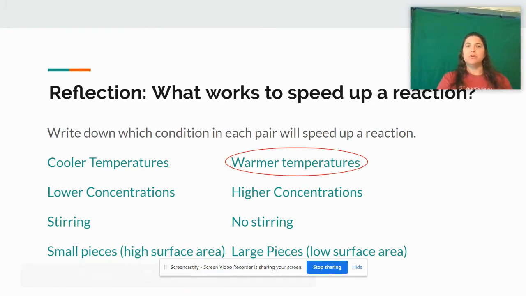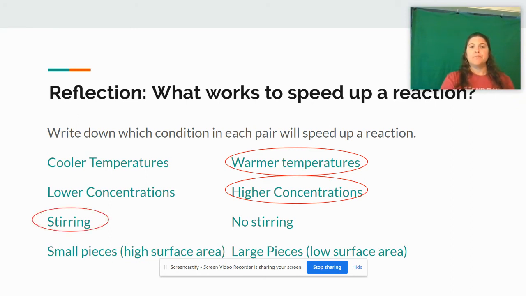Okay, between warmer and cooler temperatures, warmer temperatures means more kinetic energy, means faster movement, means more effective collisions. Higher concentrations mean more particles hitting each other, therefore more collisions, and statistically, more of them will be effective. Stirring provides a mechanical way of making the molecules hit each other and increasing the number of collisions. And then having small pieces or high surface area also increases the reaction rate.